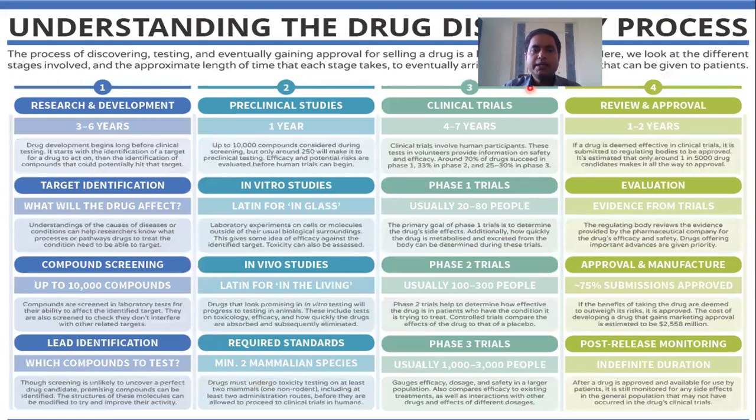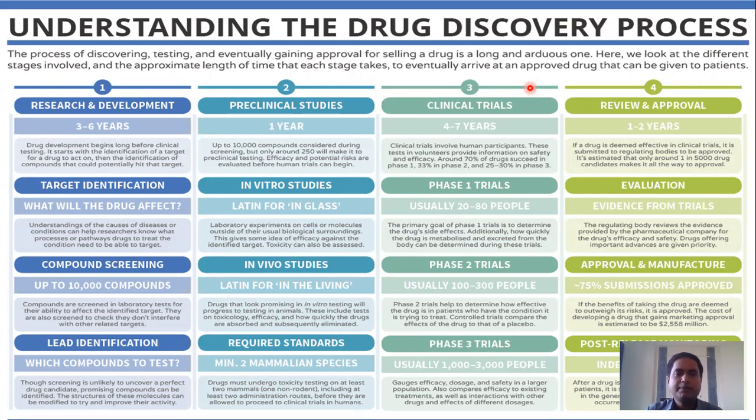So now we can understand the drug discovery process. The process of testing and evaluating a drug, and the process for gaining approval for selling a drug, is a long and arduous one. Here we look at the different stages involved and the approximate length of time that each stage takes to eventually arrive at an approved drug that can be given to the patient.